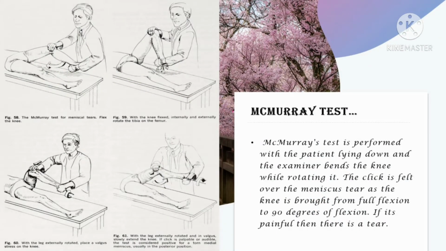McMurray test. McMurray's test is performed with the patient lying down and the examiner bends the knee while rotating it. The click is felt over the meniscus tear as the knee is brought from full flexion to 90 degrees of flexion. If this is painful, then there is a tear.